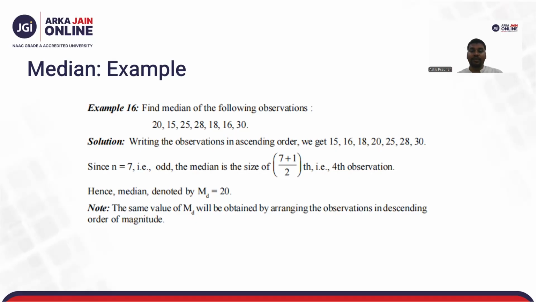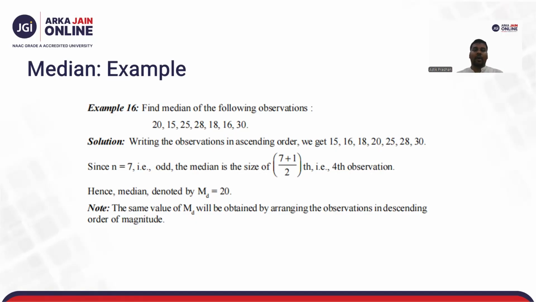Fourth observation. Now, what is the fourth observation here according to this sequence? You can see the fourth observation is 20. So according to the result, the median value will be 20. The same value of the median will be obtained by arranging the observations in descending order of magnitude. If you arrange it in descending order also, you are going to get the same. So this is exactly how you can find the median value.